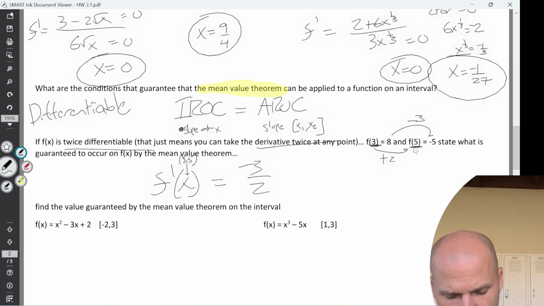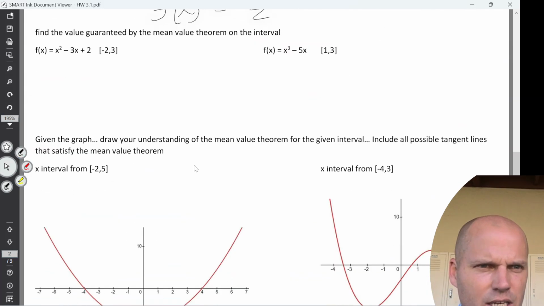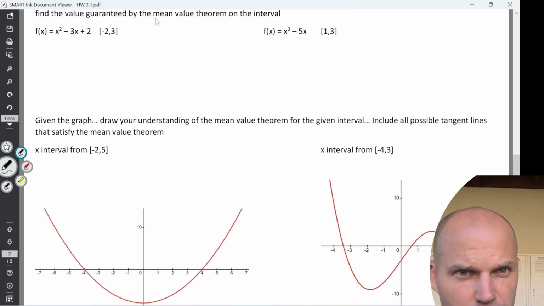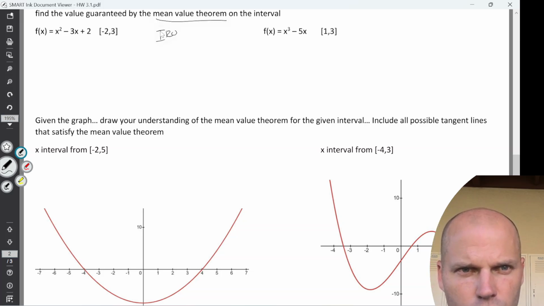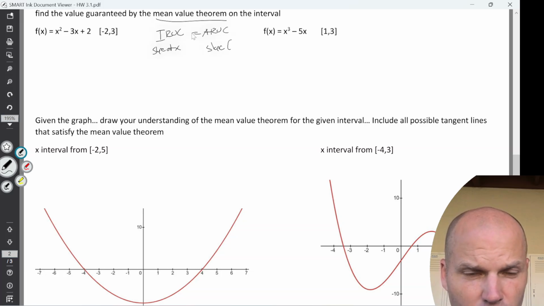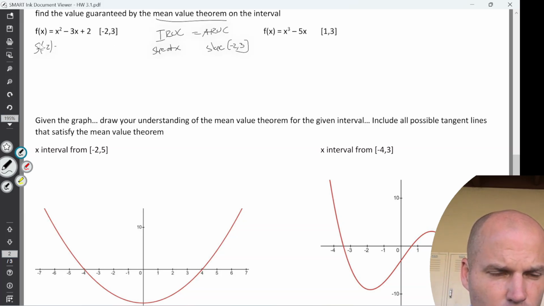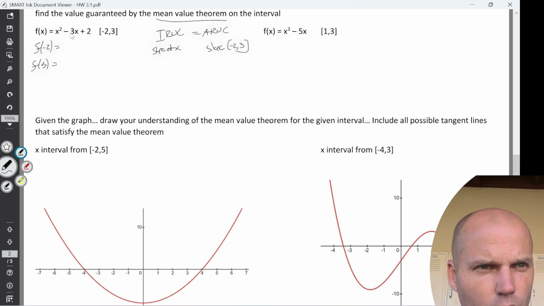Okay? So this is the purpose, and this is what we did last unit. Now it's just a little bit more formalized. Find the value guaranteed by the mean value theorem. So you're like, mean value theorem, what's that? It's the whole slope at an x value equaling your slope over an interval. To find the slope over your interval, you need your y coordinates. You need your change in y over your change in x. You got 4 minus negative 6 plus 2, so that's 10, 11, 12.